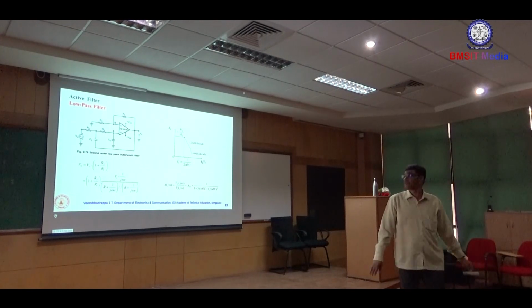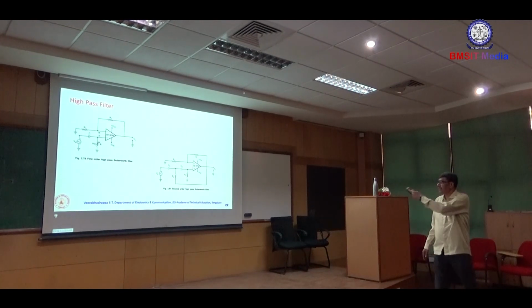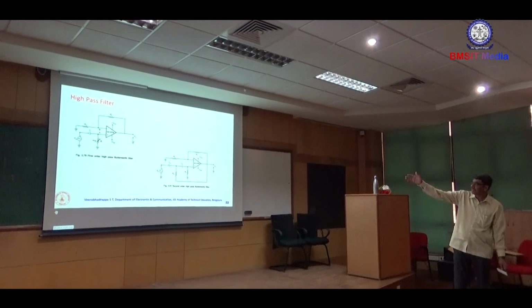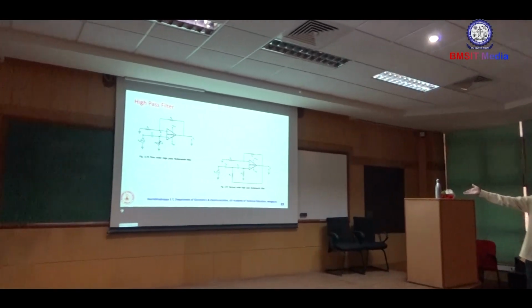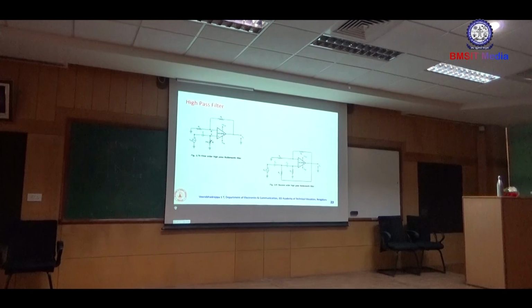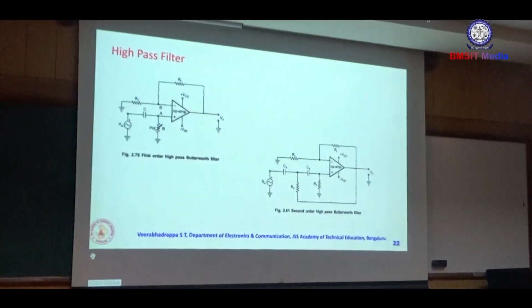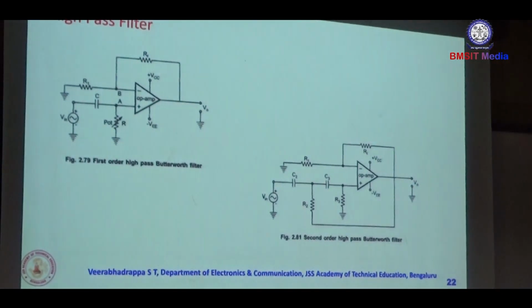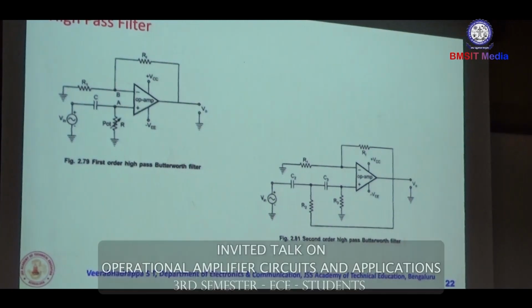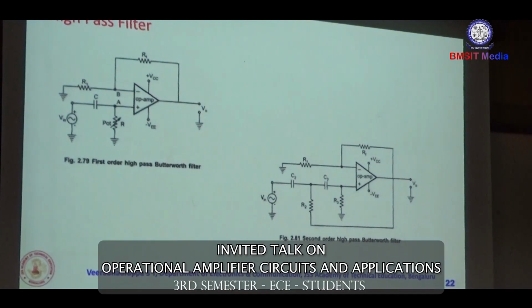Next. The first order high pass and low pass: here the components are interchanged, so R and C values are different. Then that circuit is set. Now, how do you design those filters?